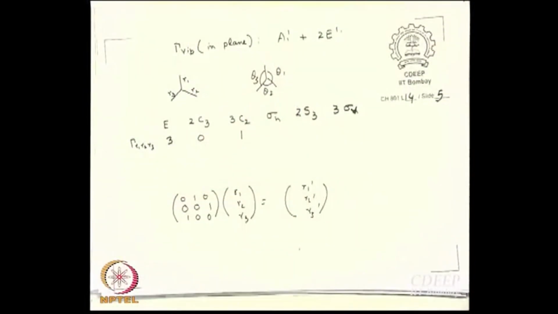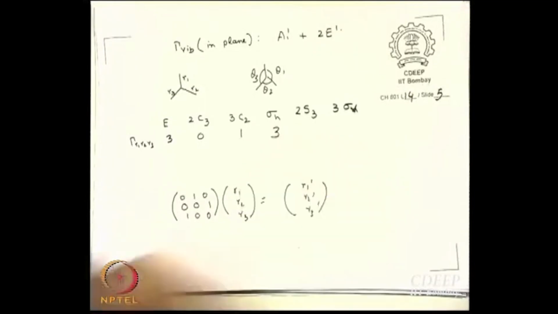What about C2? If you apply C2 along R1 for example, then R2 and R3 change places, R1 remains where it is. So, R1 does not move, so something that does not move has some character. Here also something that does not move contributes to the character. So, what is the character then? 1. Sigma h, 3, do you agree? 3, because R1 remains R1, R2 remains R2, R3 remains R3.